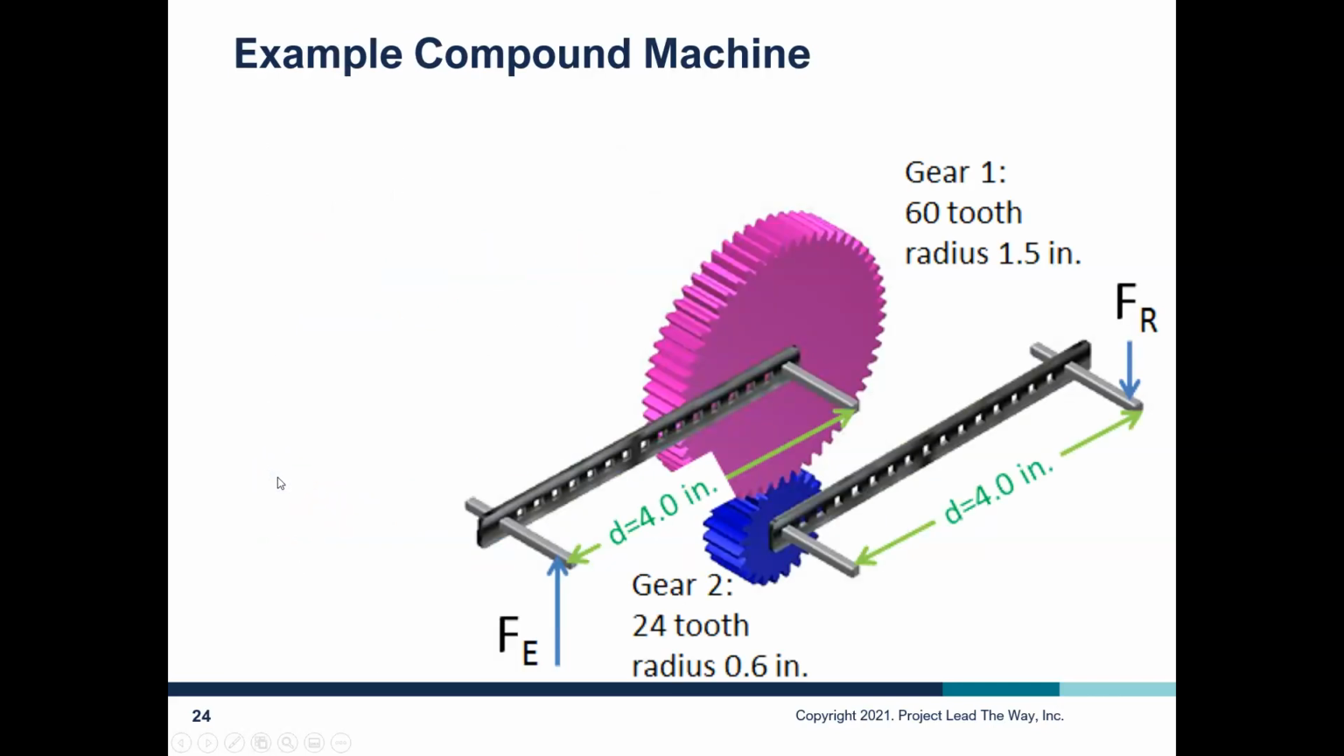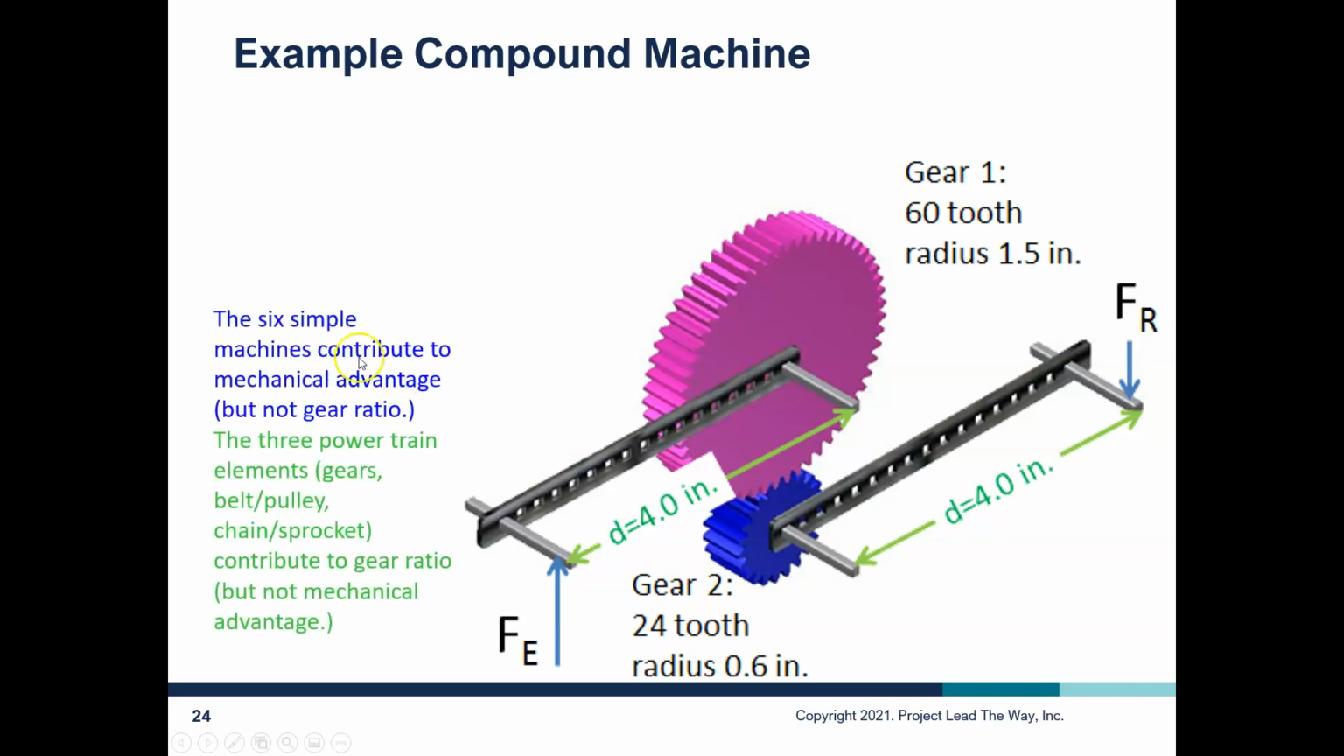So let's actually look at an example of a compound machine. When designing a compound machine, each mechanism is either a simple machine or a powertrain element. We have the 6 simple machines, which are lever, wheel and axle, pulley, inclined plane, wedge and screw, and those contribute to mechanical advantage, but not gear ratio. And the 3 powertrain elements, which are gears, a belt and pulley system, or a chain and sprocket system, contribute to gear ratio, but not to mechanical advantage, okay? So let's look at this a little bit further.